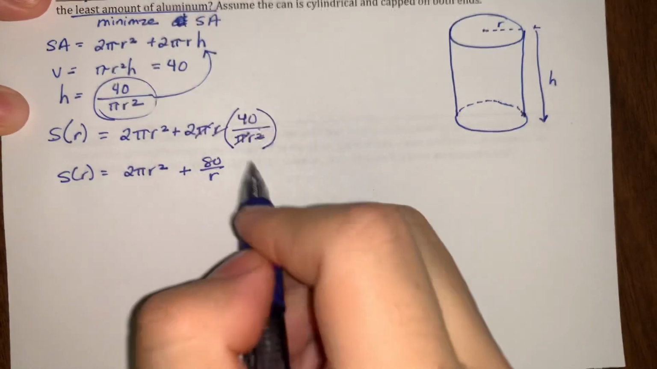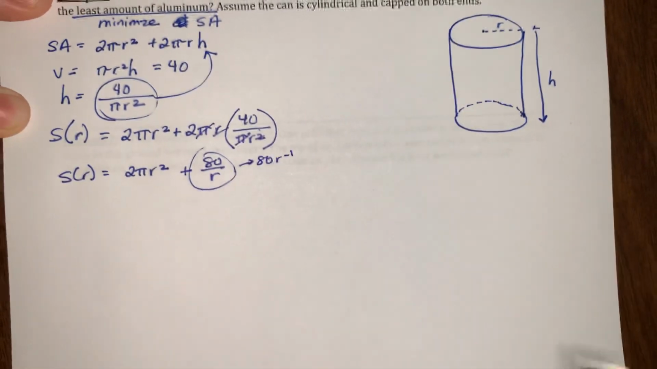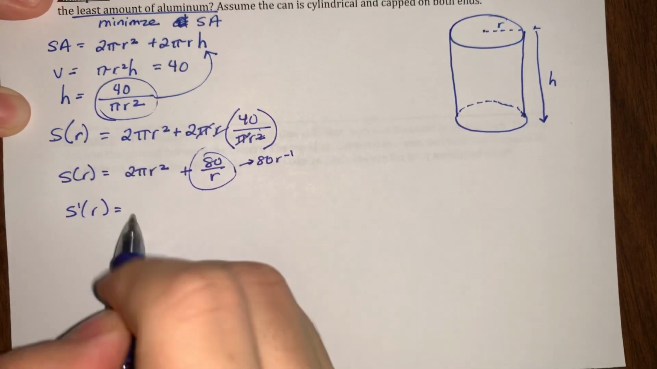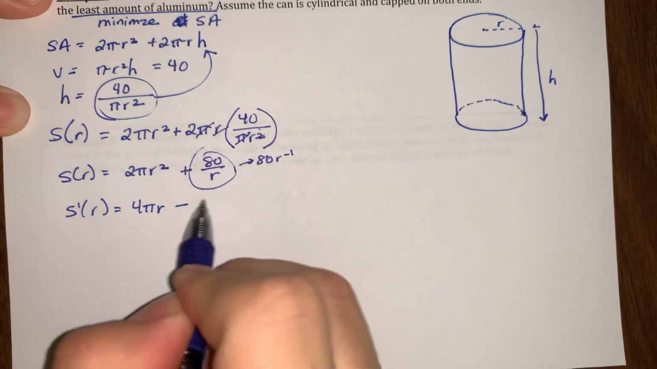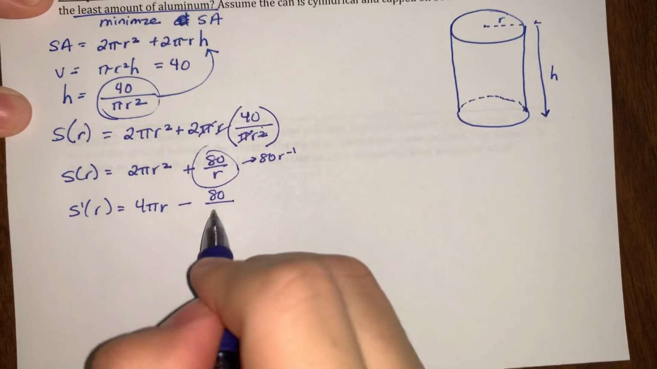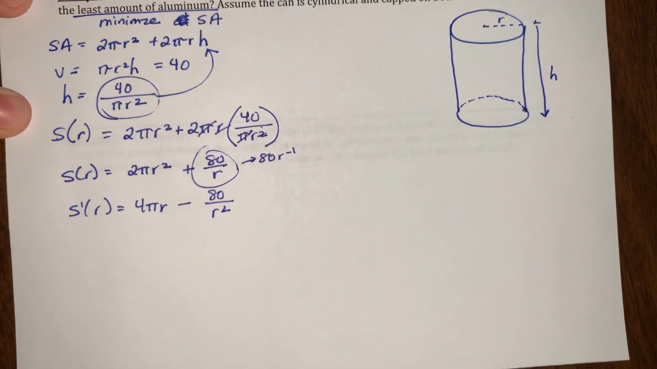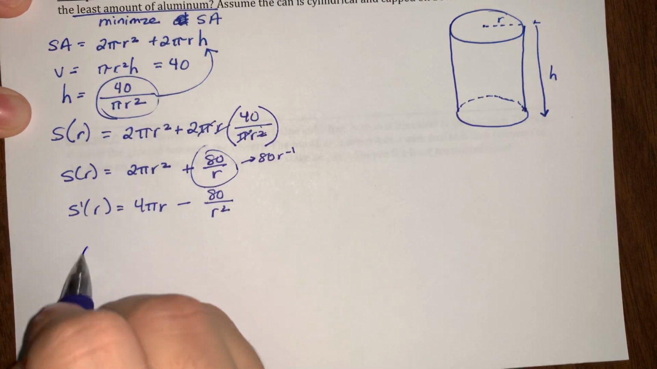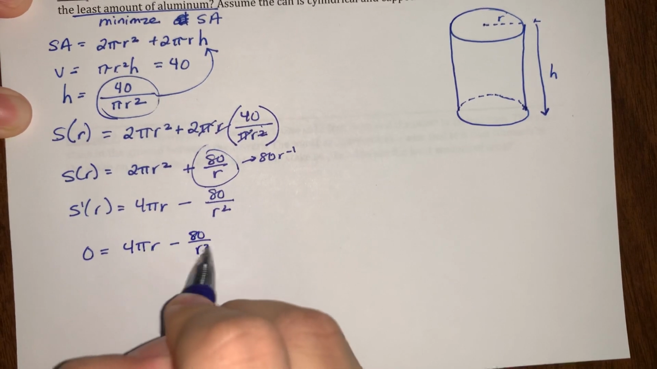All right. And of course, I know that 80 over r is like saying 80 times r to the negative 1. So when I take the derivative of this, using the power rule, that'll be 4 pi r minus 80 over r to the negative 2, so r squared. All right, so now I took my derivative. I've got to set this equal to 0. So 0 is equal to 4 pi r minus 80 over r squared.